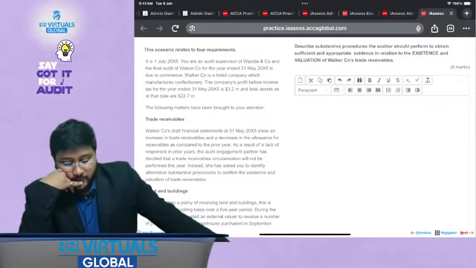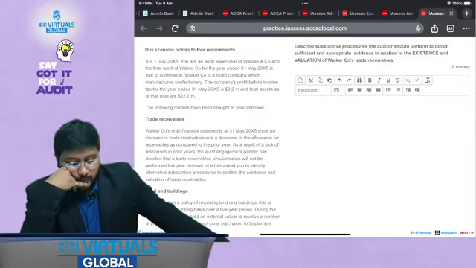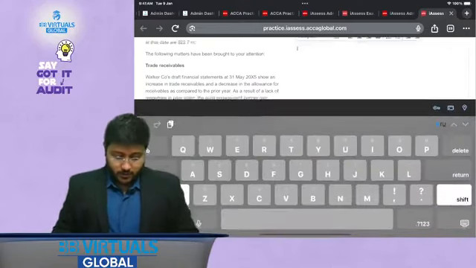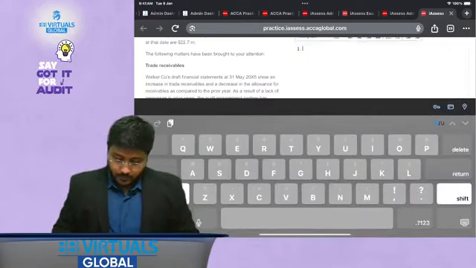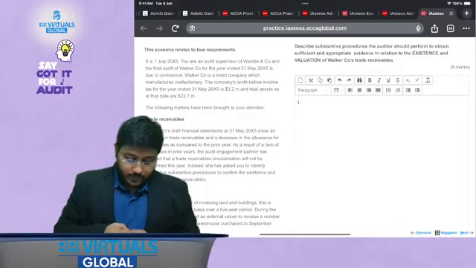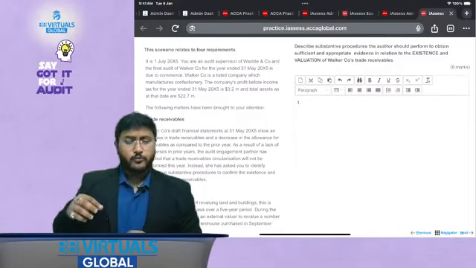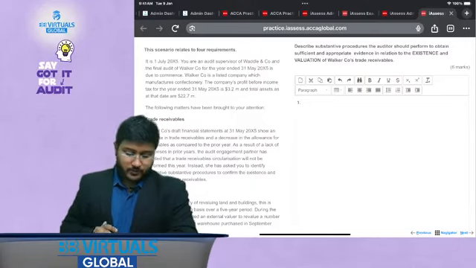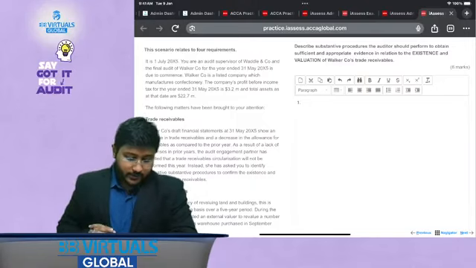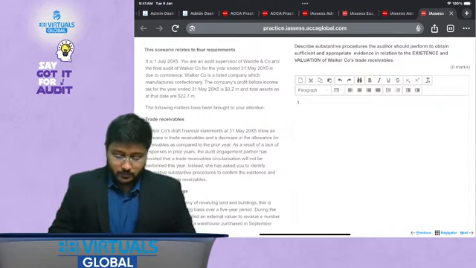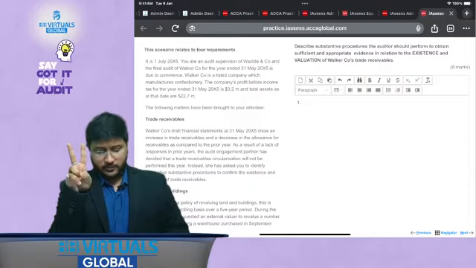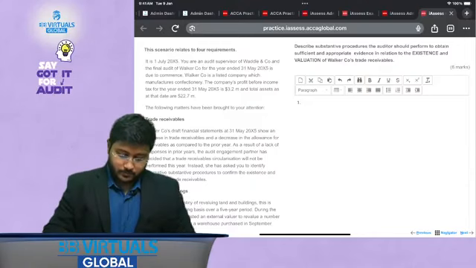Okay, so describe substantive procedures the auditor should perform to obtain sufficient and appropriate evidence in relation to existence and valuation of Walker. Okay, number 1. Of course you should mention the headlines also, that following other procedure that should be performed. Draft financial statement show an increase in receivables and a decrease in the allowance for receivables.